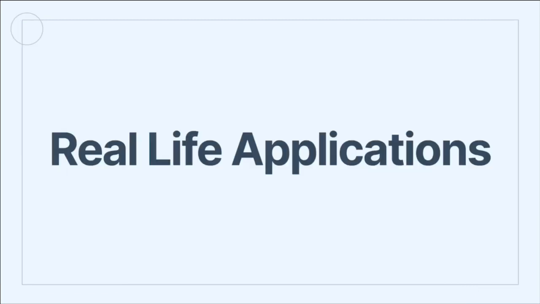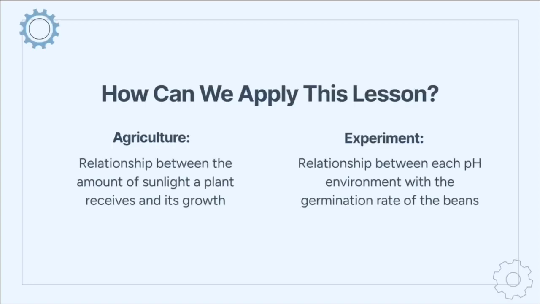Now, how can we use this lesson in the real world? One example is agriculture, with the relationship between the amount of sunlight a plant receives and its growth. Another example, relating to the experiment, is the relationship between each pH environment and the germination rate of the beans. We can use line of regression, coefficients of determination, and standard error of the estimate to understand the benefits of each of these relationships.